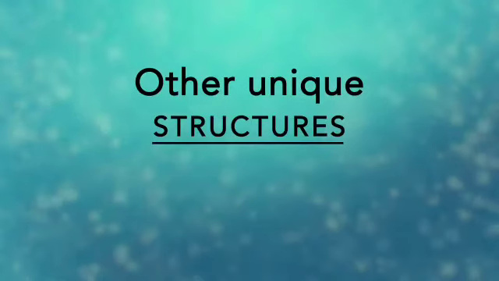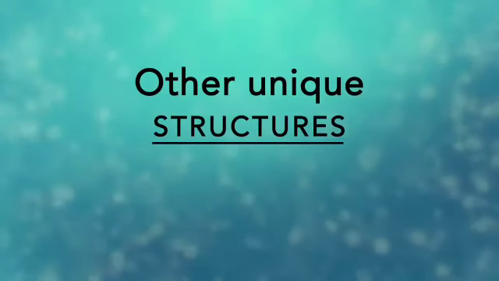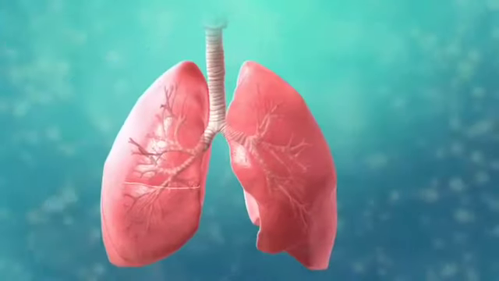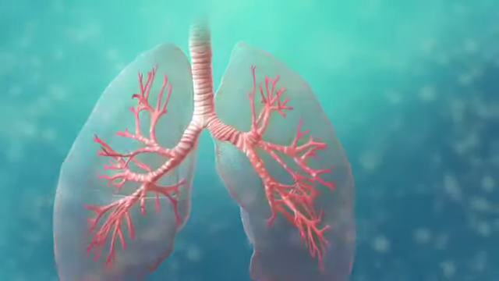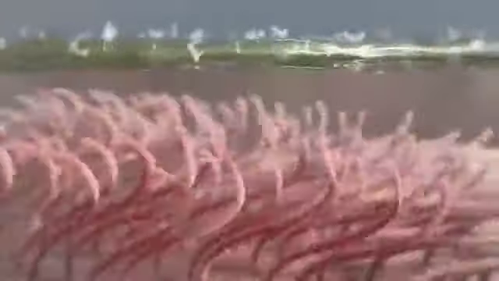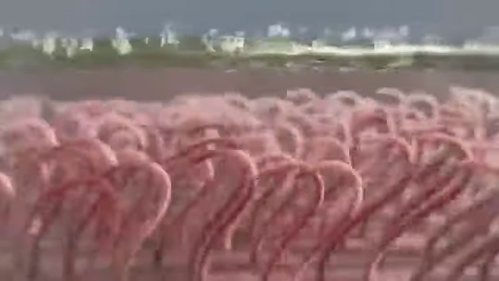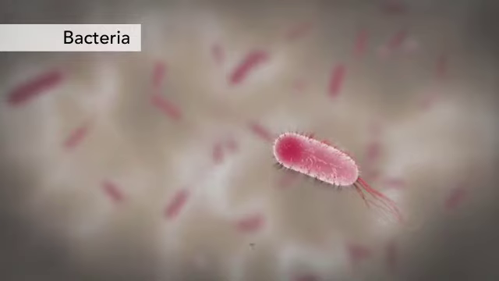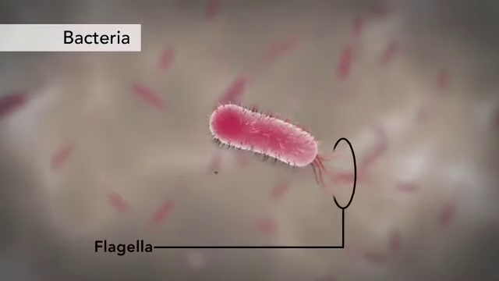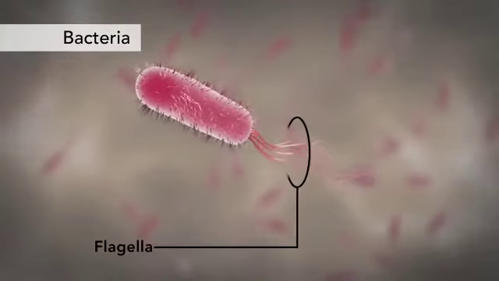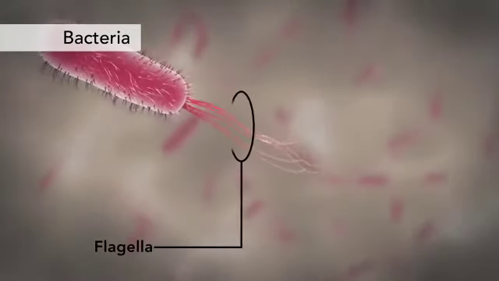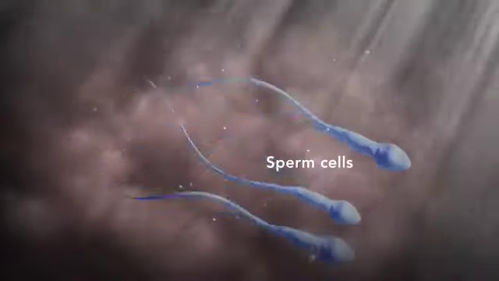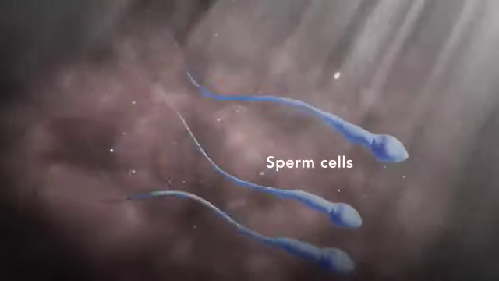There are many other unique structures that only some cells have. Here are just a few. In humans, for example, the respiratory tract is lined with cells that have cilia. These are microscopic hair-like projections that move in waves. This feature helps trap inhaled particles in the air and expels them when you cough. Another unique feature in some cells is flagella. Some bacteria have flagella. A flagellum is like a little tail that can help a cell move or propel itself. The only human cells that have a flagellum are the sperm cells.